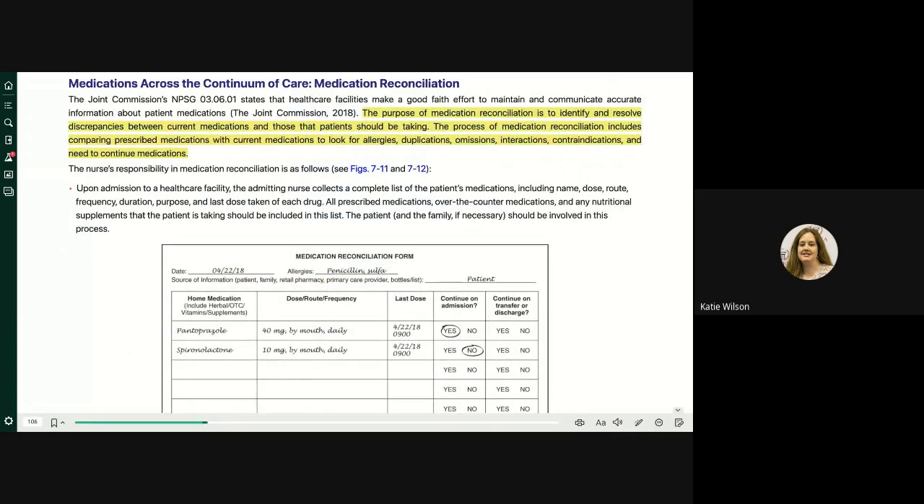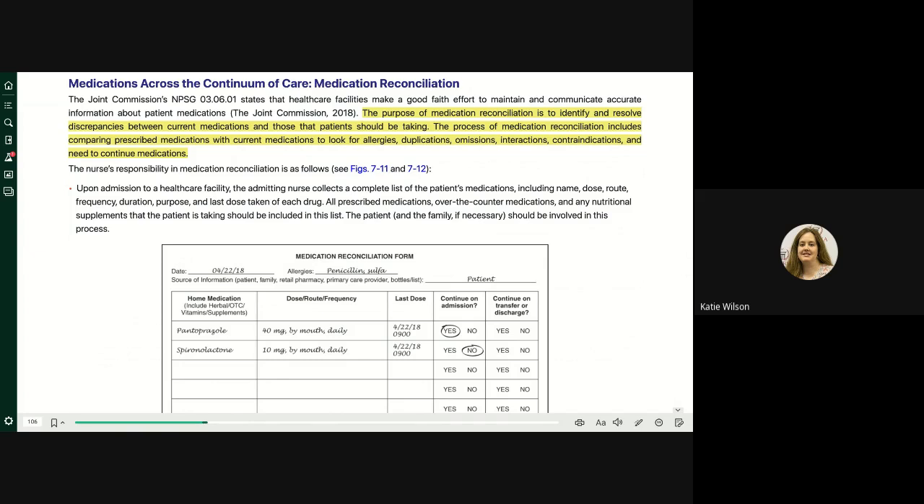So medication reconciliation is a fairly new thing, and you'll notice this says 2018 is when the Joint Commission made a policy basically on it. It's to identify and resolve discrepancies between current medications and those that the patient should be taking. So, the process of medication reconciliation includes comparing prescribed medicines with current medications to look for allergies, duplications, omissions, interactions, contradictions, or contraindications, and the need to continue medications.